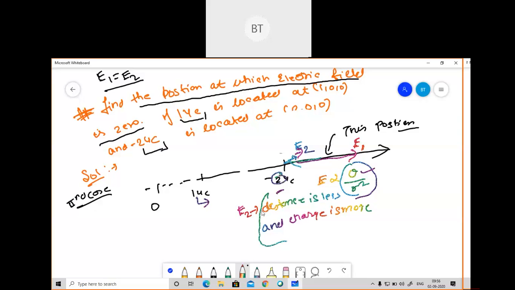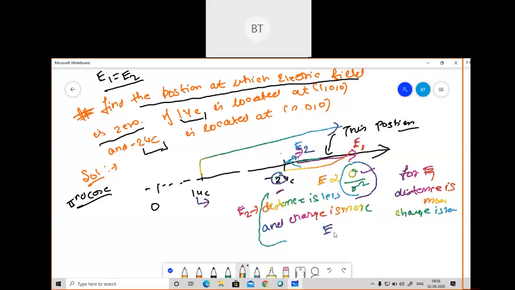And if you consider E1, the distance is very much. If you see from here, the distance is very much. For E1, the distance is more, and the charge value is less.